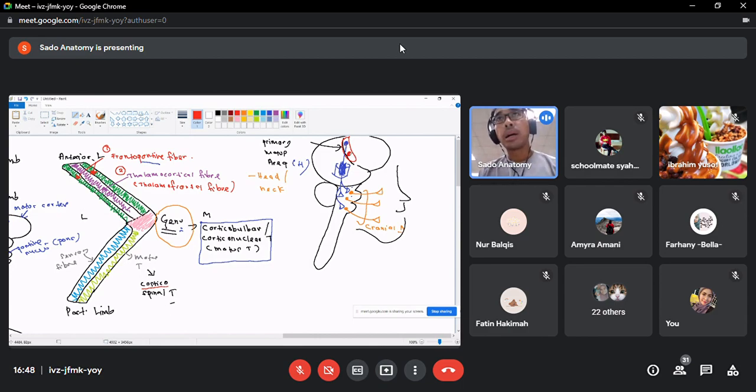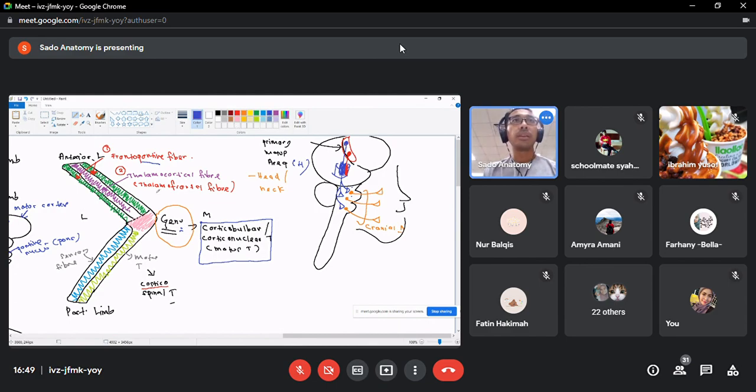This fiber will come down and form the internal capsule. But now, which part of the internal capsule? The posterior internal capsule. The corticobulbar forms the genu of internal capsule, but this corticospinal tract forms the posterior limb of internal capsule. I hope you can imagine. Just now the corticobulbar fibers went through the genu, moving downward and forming the genu. This corticospinal tract moves downward and forms the posterior limb of internal capsule, right? So you imagine it like that, right?